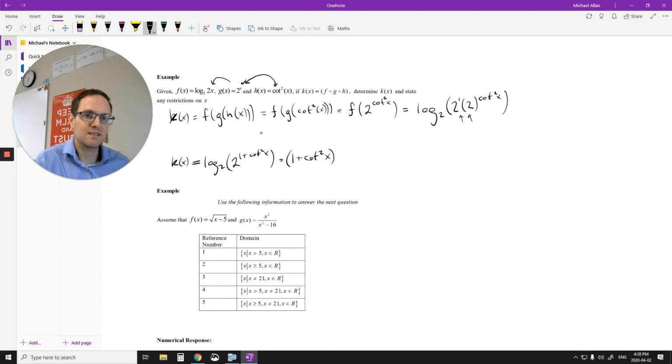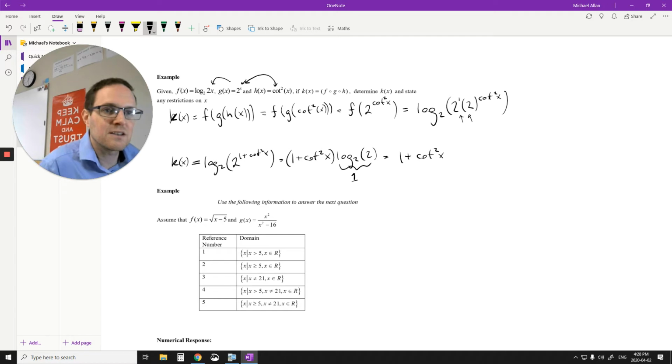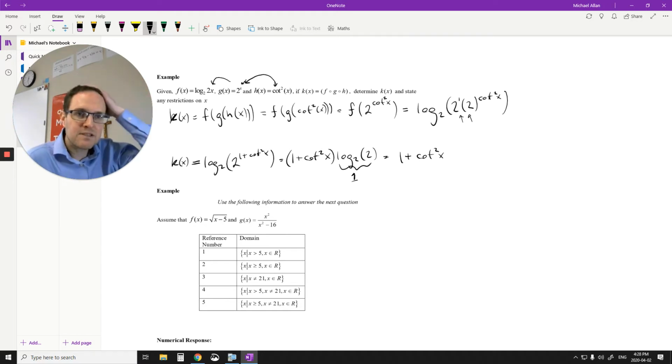Then I can drop that down to the front, 1 plus cotangent squared x, because that's the exponent on that 2. The exponent rule says I can drop that down. And this is log base 2 of 2, which turns to a 1. So overall, this just turns into 1 plus cotangent squared x. So we just applied a few rules and got down to this simplified form. That's fine. It looks great. That's the way I probably wanted to end up.